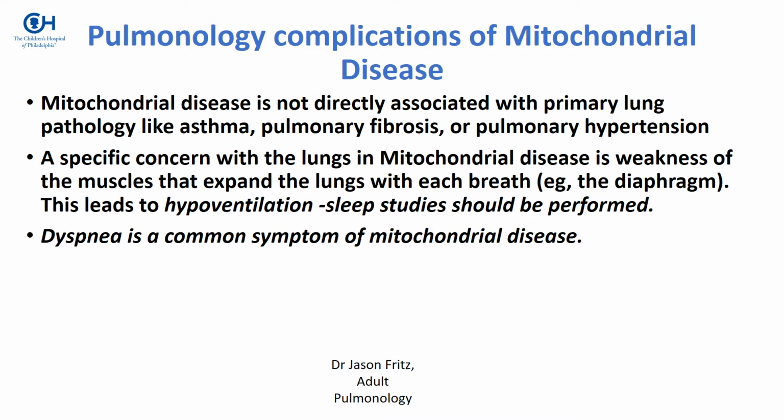Moving on to the pulmonology complications of mitochondrial disease. In mitochondrial disease, there is no direct association with primary lung pathology, such as asthma or pulmonary fibrosis or hypertension. The specific concern with the lungs or breathing in mitochondrial disease is weakness of the main muscles that expand the lungs with each breath, that being the diaphragm, and also the intercostal muscles.